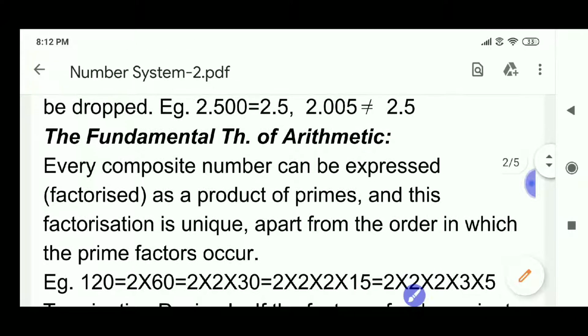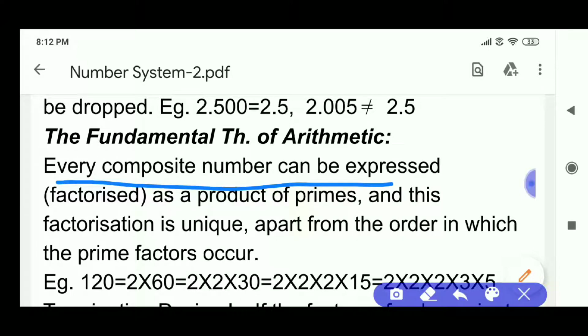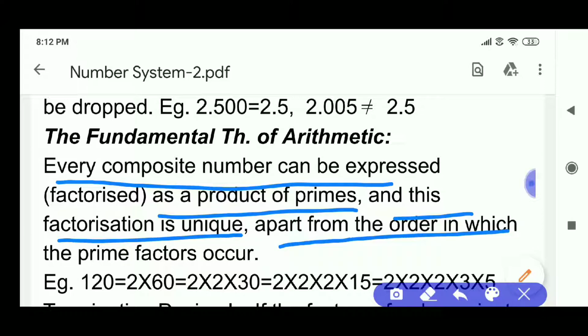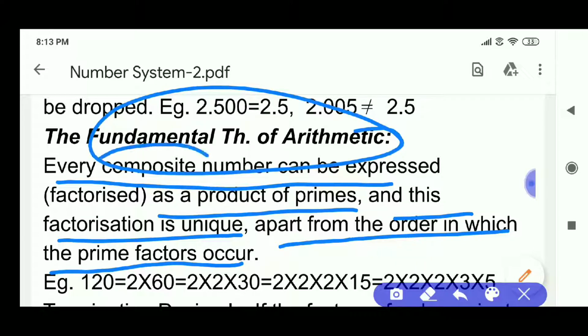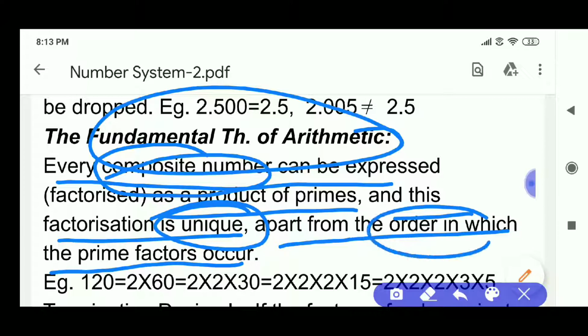One more thing. Fundamental theorem of arithmetic. Every composite number can be expressed as the product of primes, and this factorization is unique apart from the order in which the prime factors occur. Don't worry, the fundamental theorem of arithmetic is nothing but any composite number can be prime factorized, and that prime factorization is unique. The order may vary from one to another.